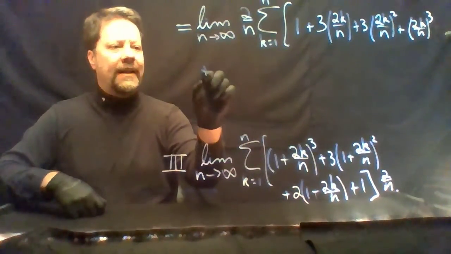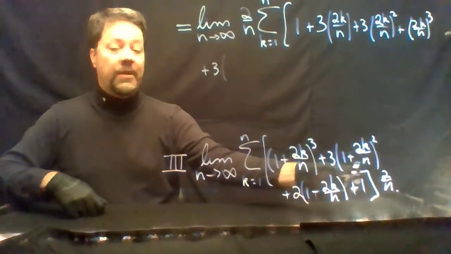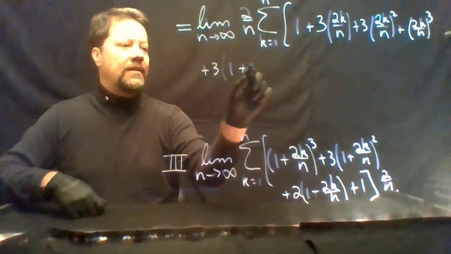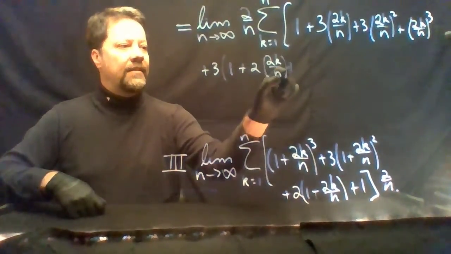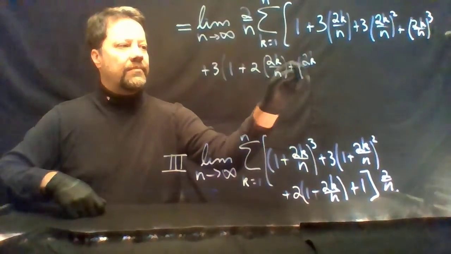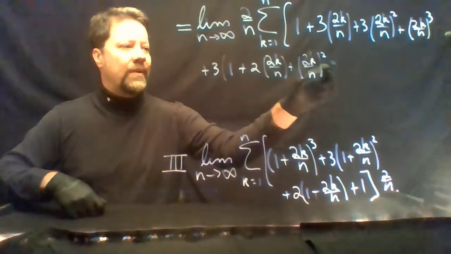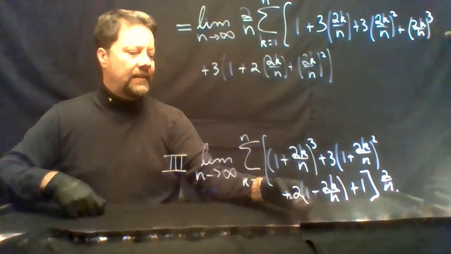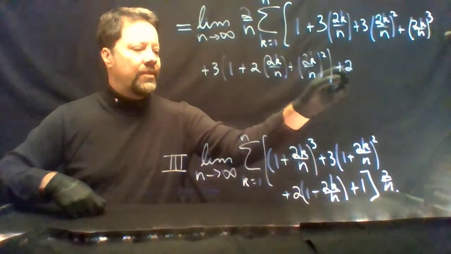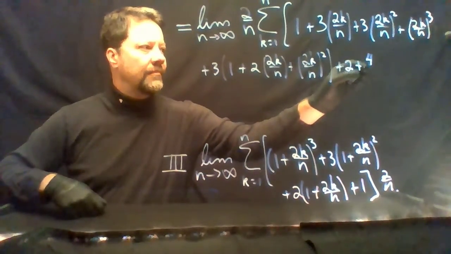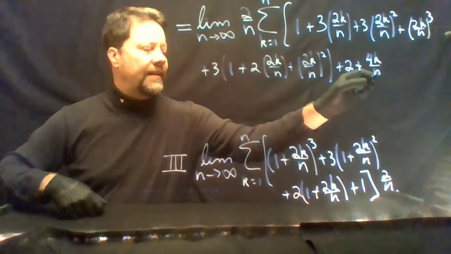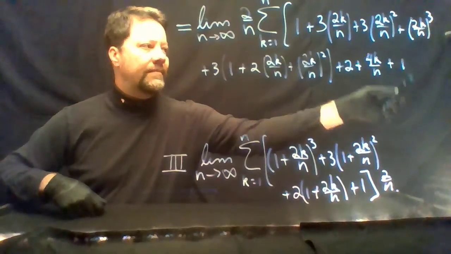Now we need to multiply out this perfect square. That's 1 plus 2 times 2k over n plus 2k over n quantity squared. Now we have this 2 plus 4k over n plus 1.